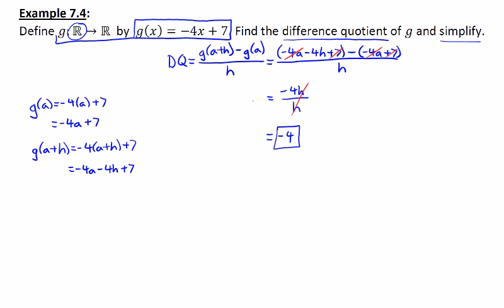Now before I end this video, I do want to make an interesting observation here. g is not just any function, it is a linear function. So when you do your difference quotient calculation on a linear function, notice that the answer we have ends up matching the slope of your linear function. And that is not a coincidence. The slope of a linear function is always negative 4, no matter where you are on the graph. And the difference quotient is what generalizes the average rate of change calculation for that line.